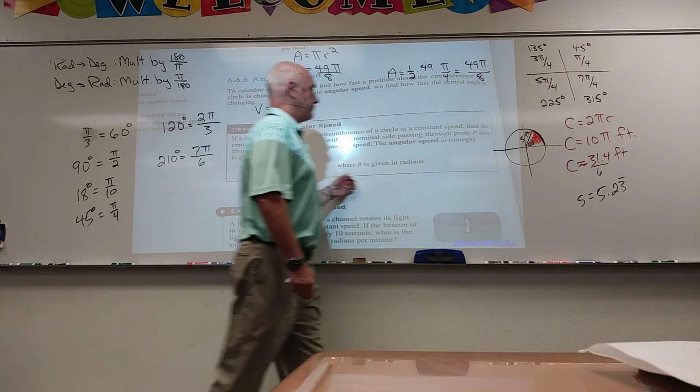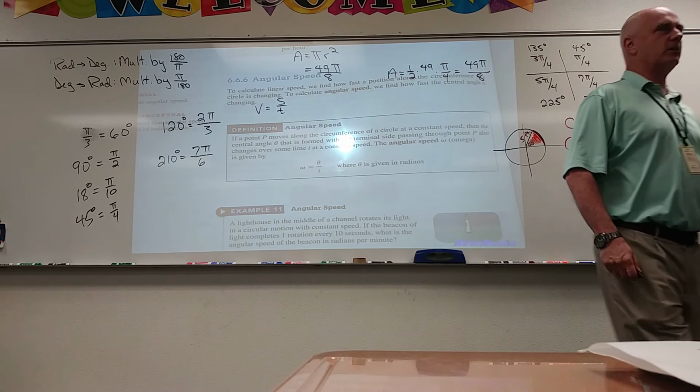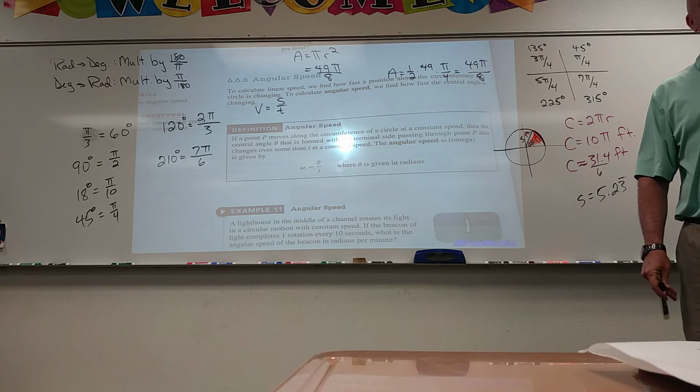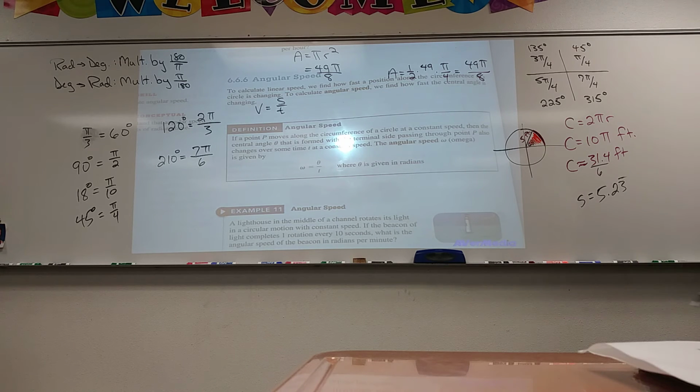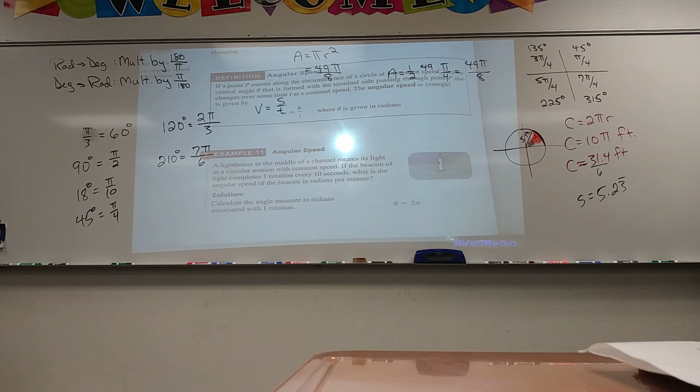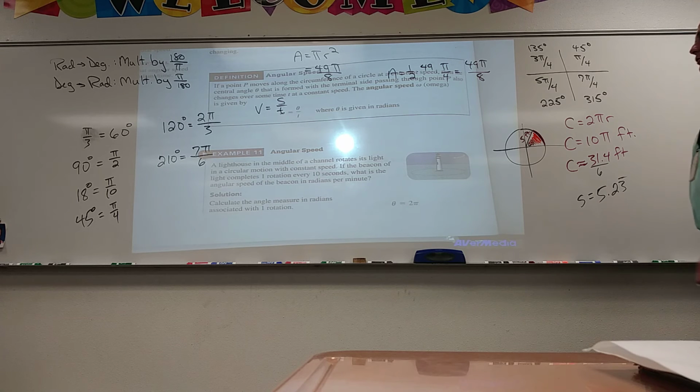Thank you. All right, so angular speed is going to be talking about radians per second rather than meters per second and things like that. So let's talk about this problem down here at the bottom. A lighthouse in the middle of a channel rotates its light in a circular motion with constant speed. If the beacon of light completes one rotation every 10 seconds, what is the angular speed of the beacon in radians per minute? That sounds like a pain, doesn't it?